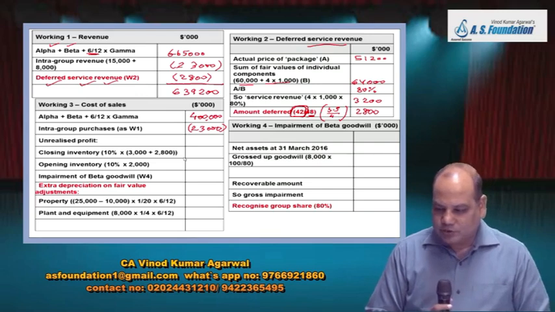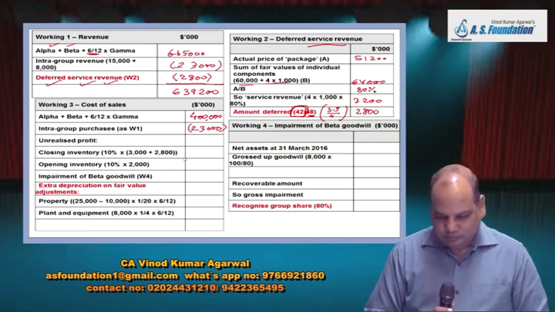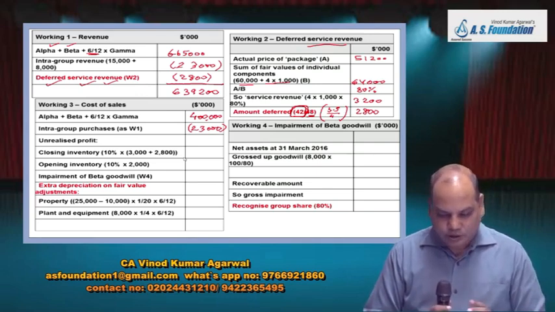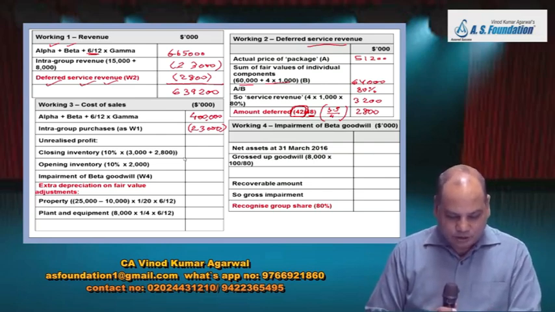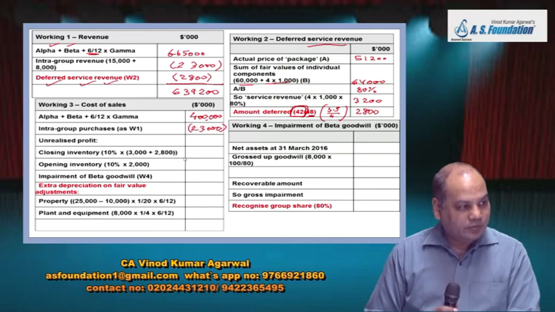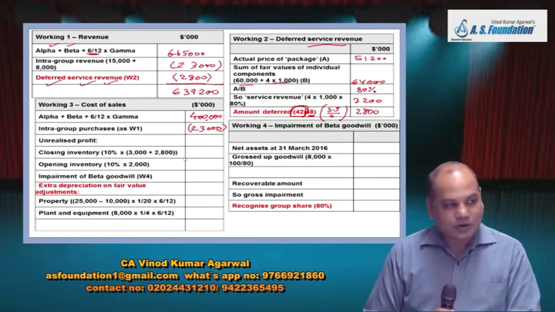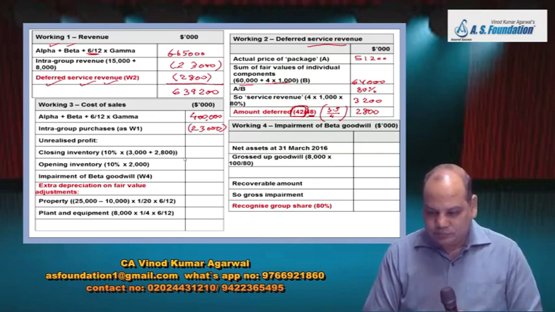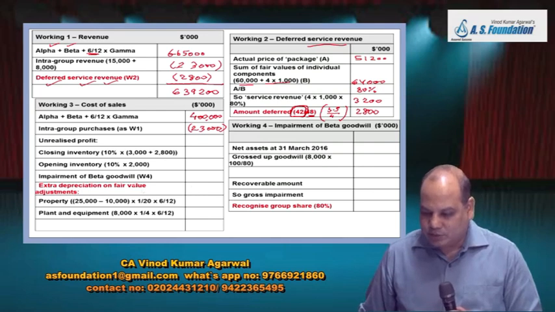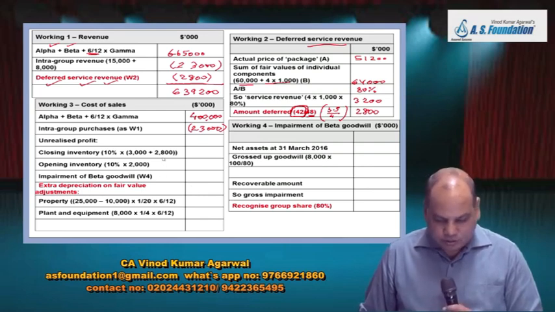In cost of sales working note, we have to make adjustment for two items. One, unrealized profit on inventory, and second, extra depreciation on fair value adjustment of certain assets. Where is unrealized profit adjustment in the note? Note 3, closing inventory, the third line below.